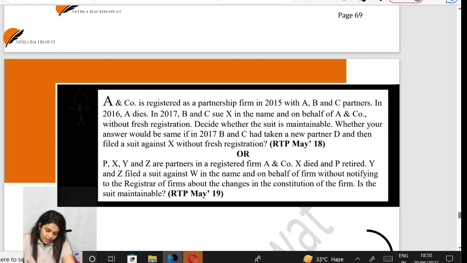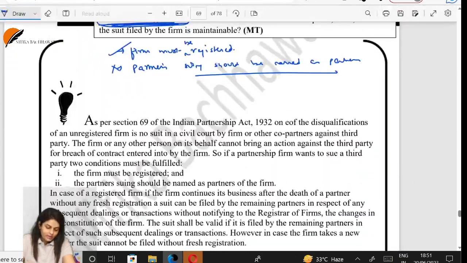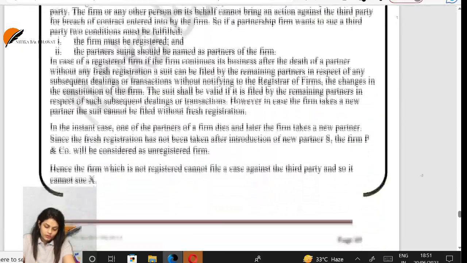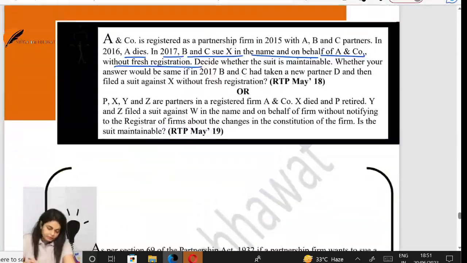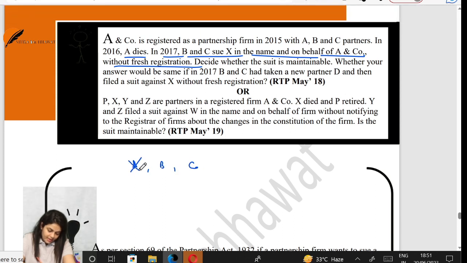A and Company is registered as a partnership firm in 2015 with A, B and C as partners. In 2016, A dies. In 2017, B and C sue X in the name and on behalf of the firm without fresh registration. Now what the point says: the firm must be registered. This is fulfilled. Partners suing should be named as partners of the firm. A, B and C were named as partners. A is dead, but there is no fresh registration.